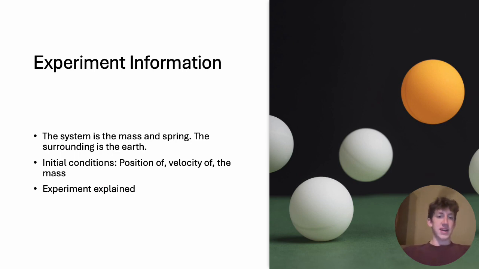The system is the mass and the spring, and the surroundings are the Earth. The initial conditions are the position and the velocity of the mass, and the experiment is just pulling a spring down and releasing it so that it oscillates in the x and y direction.